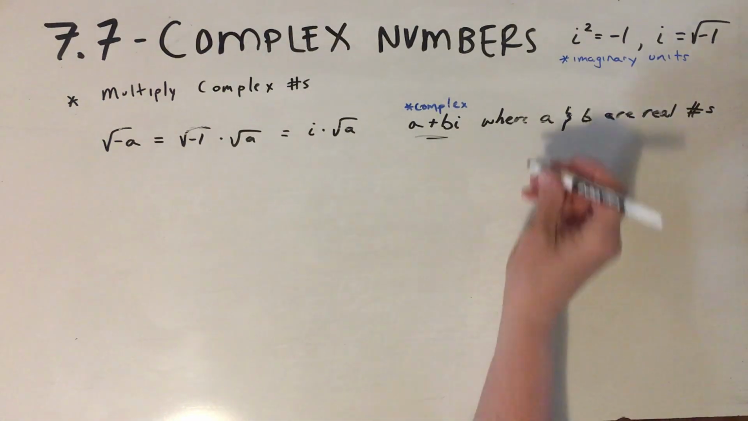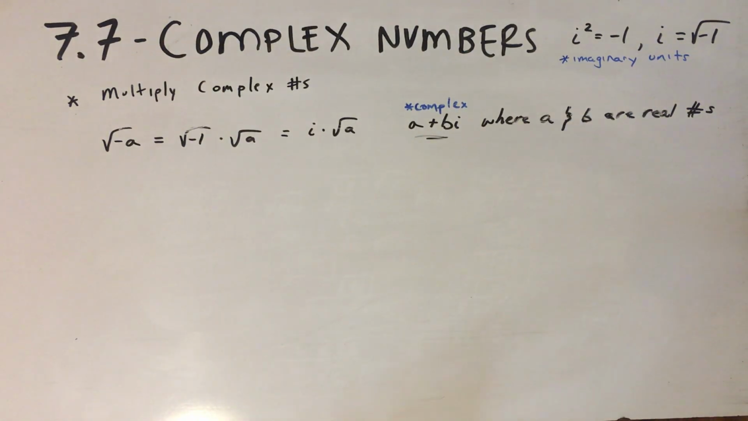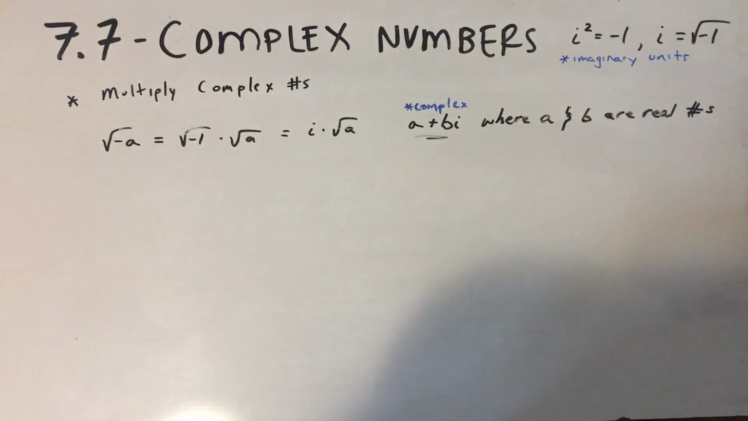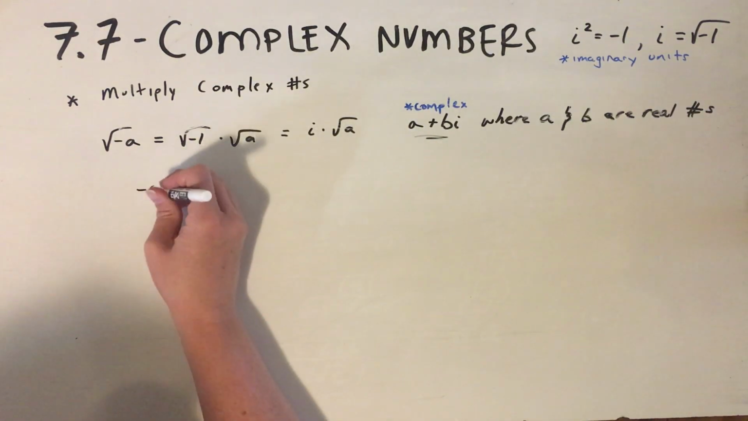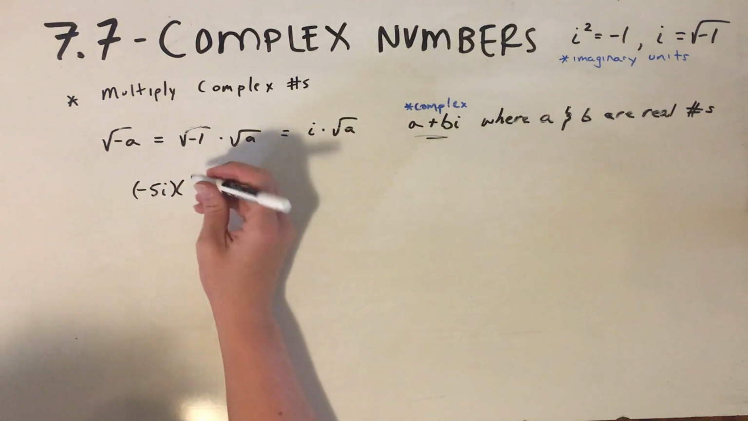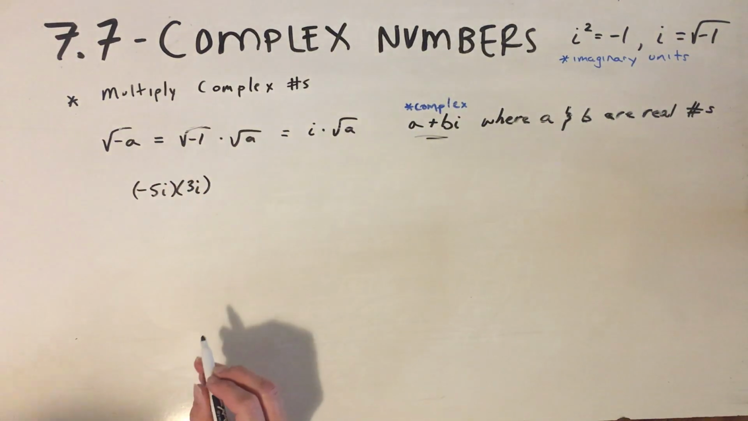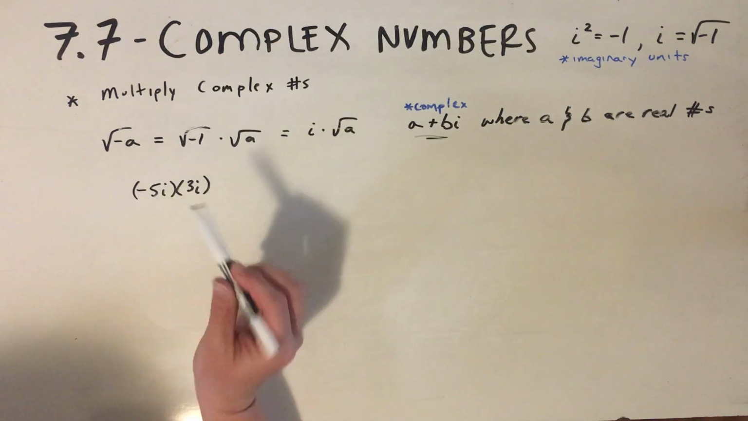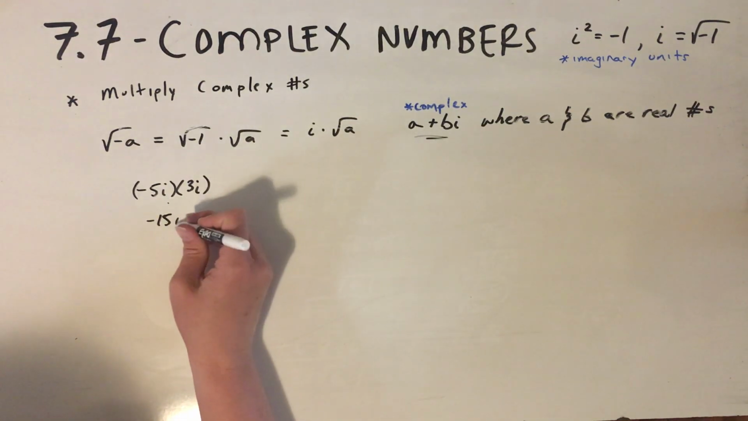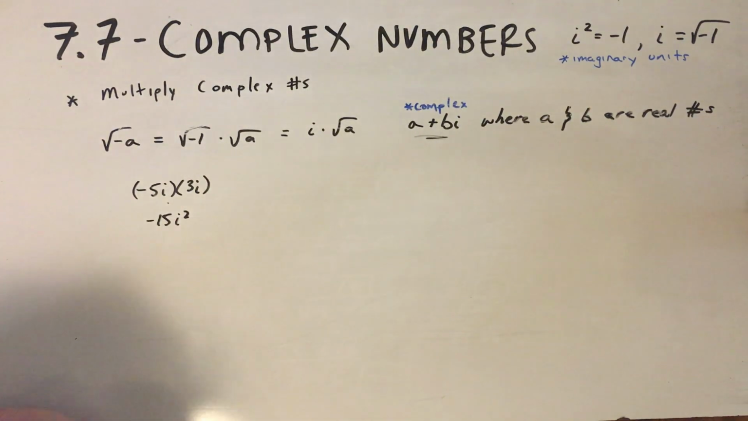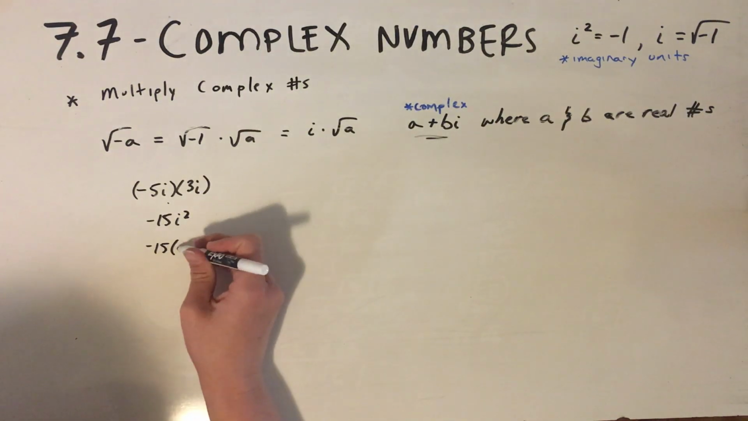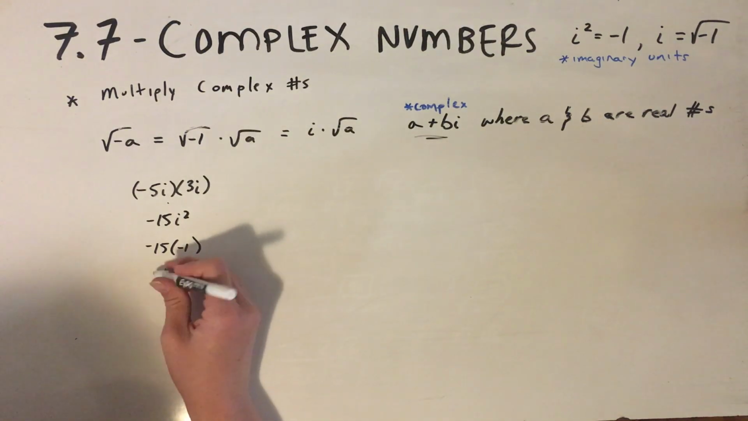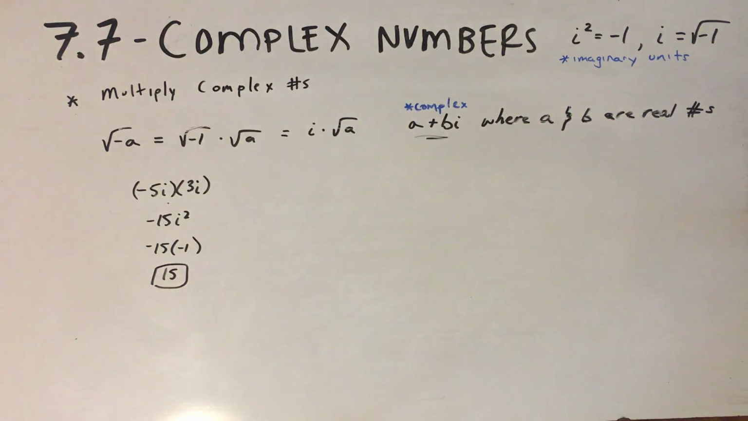Okay, so how do we do this multiplication? Let's say that I have just negative 5i and I want to multiply this by 3i. Well, negative 5 times 3 is negative 15. i times i is i squared. So i follows the rules of exponents as if it's a variable. The value of i squared, again, is just negative 1. So we would have negative 15 multiplied by negative 1, which would give us the end result here of 15.